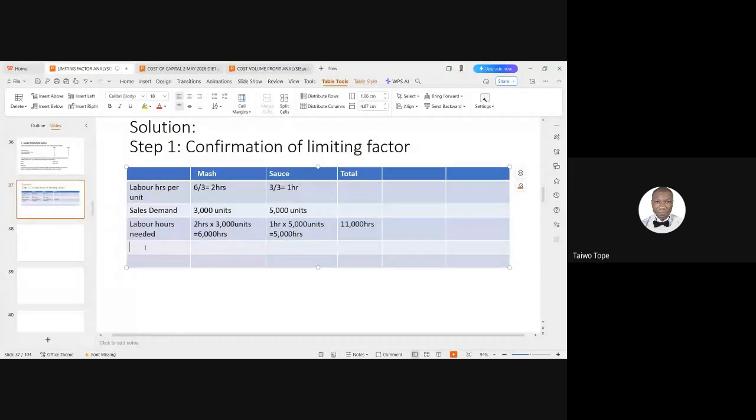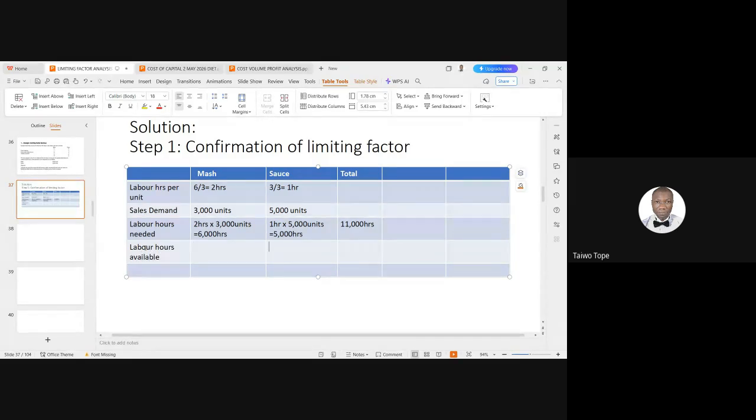From the question, the total labor hours available is what? 8,000. Labor hours available is 8,000 hours. So the shortfall will be 3,000 hours.